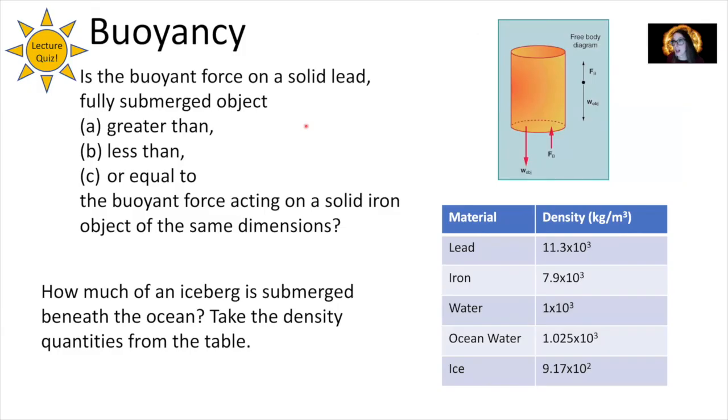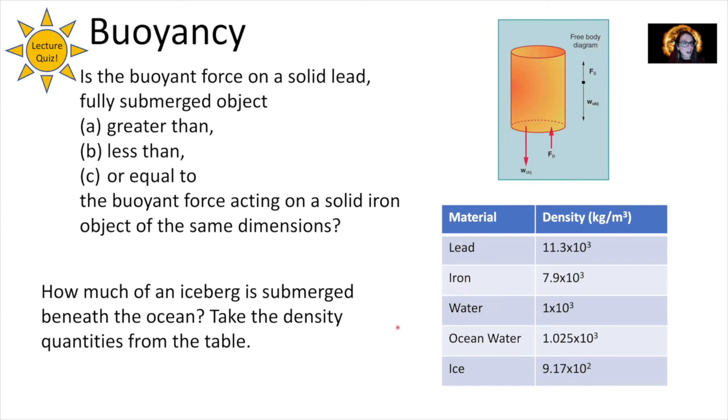For this engagement check, I am going to ask you to answer these two questions now that we've talked a little bit more about buoyancy. Is the buoyant force on a solid lead, fully submerged object greater than, less than, or equal to the buoyant force acting on a solid iron object of the same dimension? And I'd also like for you to explain why you came to that conclusion. To help you come to that conclusion, I also have a table here of the densities of lead, iron, and water.